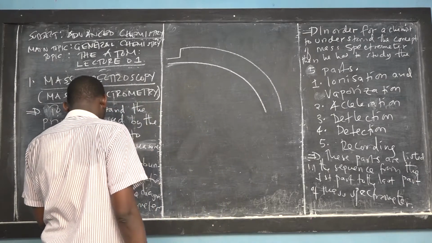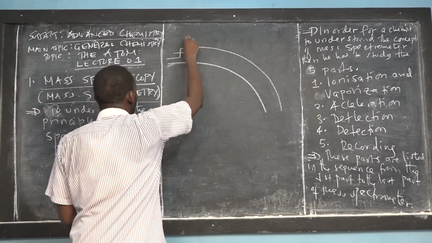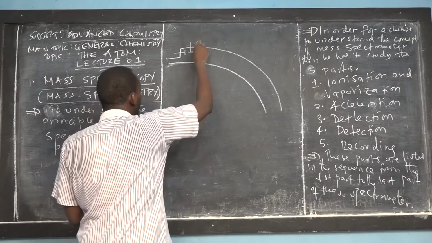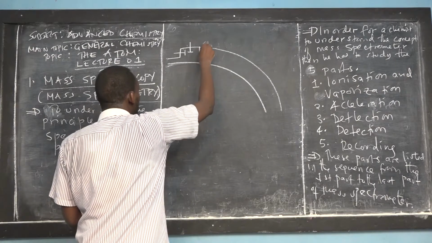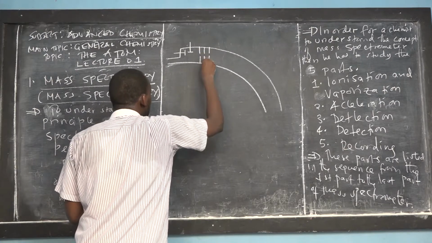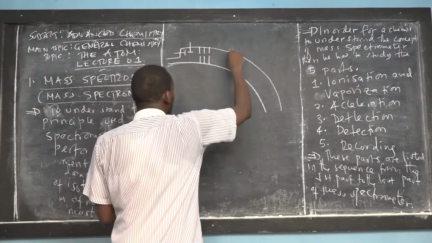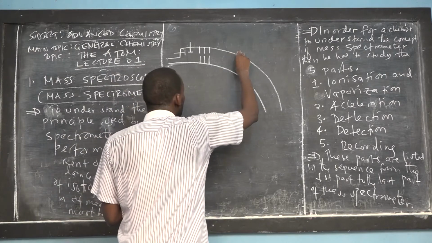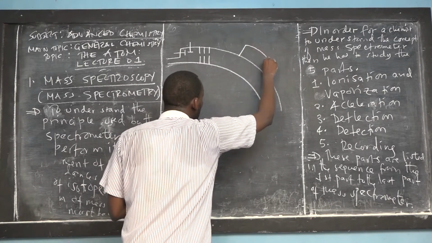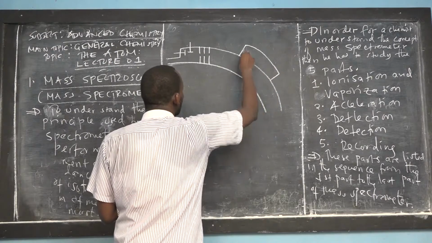Okay? So again, here we have a plate, and here again we have another plate. Here we have this is accelerating part. Okay? We'll explain what does it mean. And then from this point, we have a very important part, which we call the deflection region.